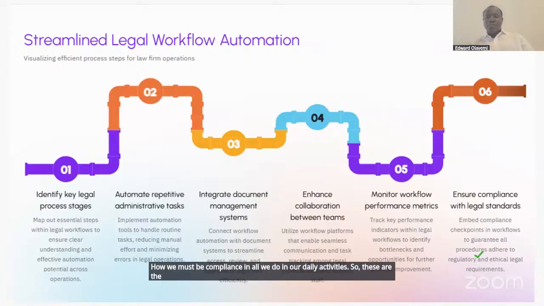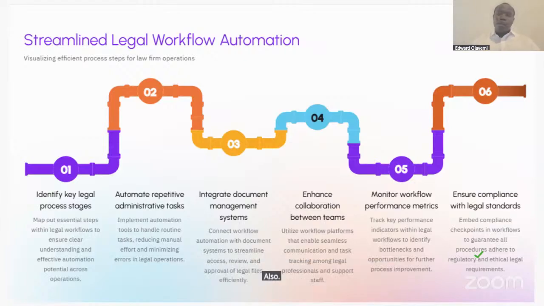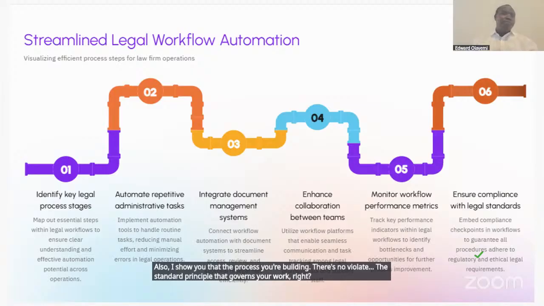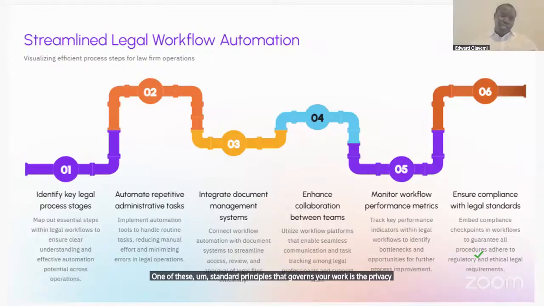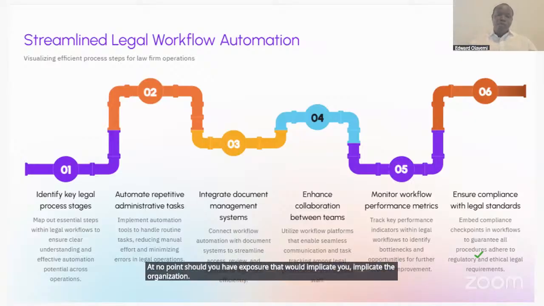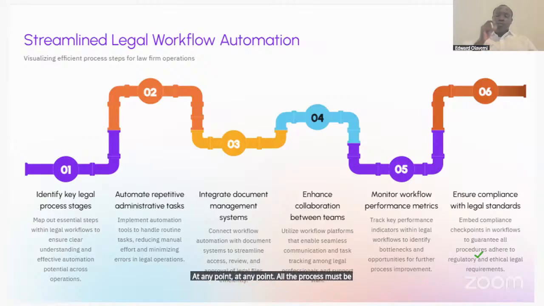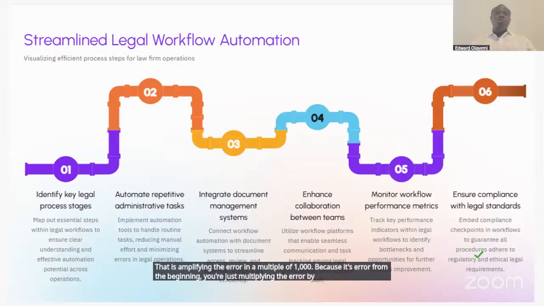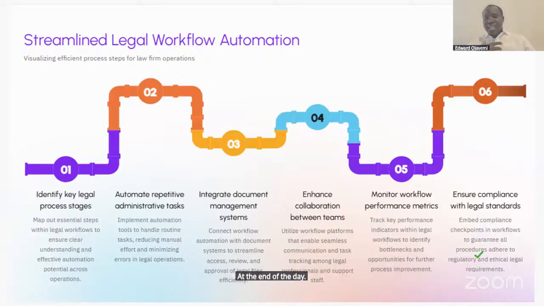So this is the flow, starting from you identifying the process and also ensuring that the process you are building does not violate the standard principles that govern your work. One of these standard principles is the privacy of your data. At no point should you have exposure that would implicate the organization. At any point, all the processes must be reviewed with 100% attention to detail. Because by the time you implement a wrong process, you are amplifying the error by a multiple of 1,000. Because it's an error from the beginning, you are just multiplying it by 1,000 because you don't know the implications and the loopholes, the data breach and the compliance breach that could, at the end of the day, bite into the company and get it sanctioned into millions.